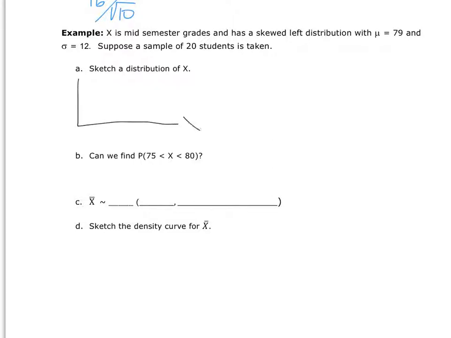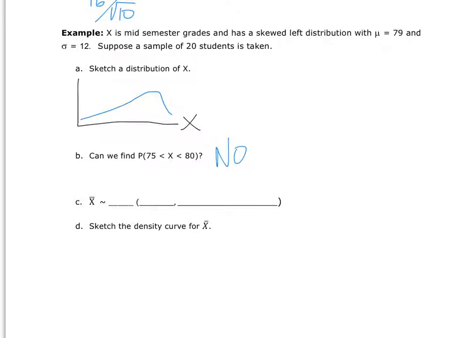Okay, so all we know is that it is skewed left. So remember that means that the tail is on the left. So maybe it looks something like that. That's really all we know about it. And we know that the mean is 79 and the standard deviation is 12. Can we find a probability that X is between 70 and 80? Well, since we don't know what distribution this is, and all we know is that it is left skewed, we cannot. We do not have a formula, we don't have a table. We are just sketching a very rough sketch of the distribution. So we can't find that probability for X.